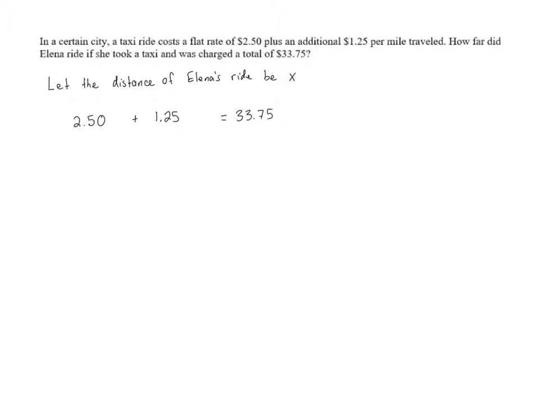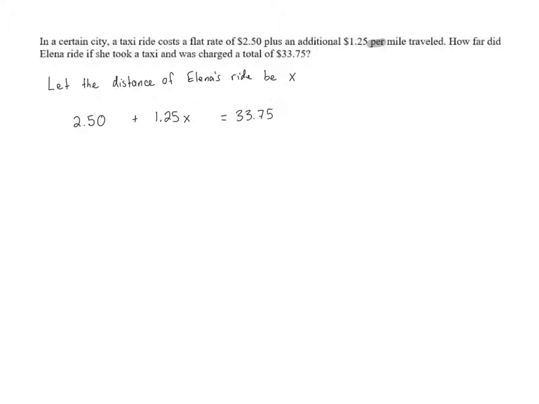So to figure out the portion that she paid when she was charged $1.25 per mile, we have to multiply 1.25 by x, because $1.25 is the rate per mile. And since we're looking per mile, we have to multiply by the number of miles, which is x, because that's the distance of Elena's ride. Now we have an equation we need to solve for x.